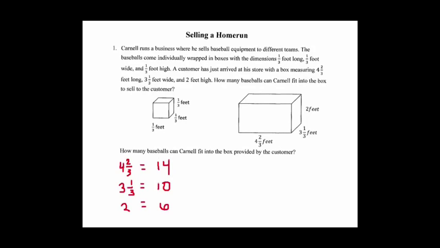So now our new lengths are 14, 10, and 6. So now if you multiply 14 times 10 times 6, you're going to get 840. So your answer is 840 baseballs that can go into your box. So the answer is 840 baseballs.